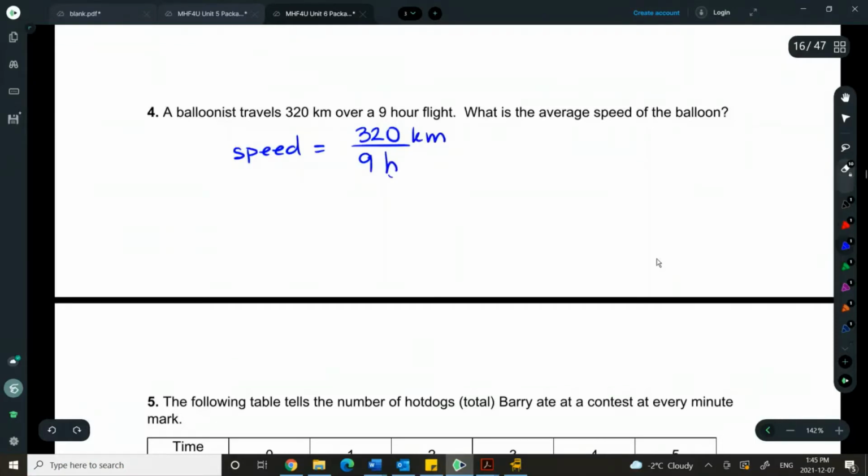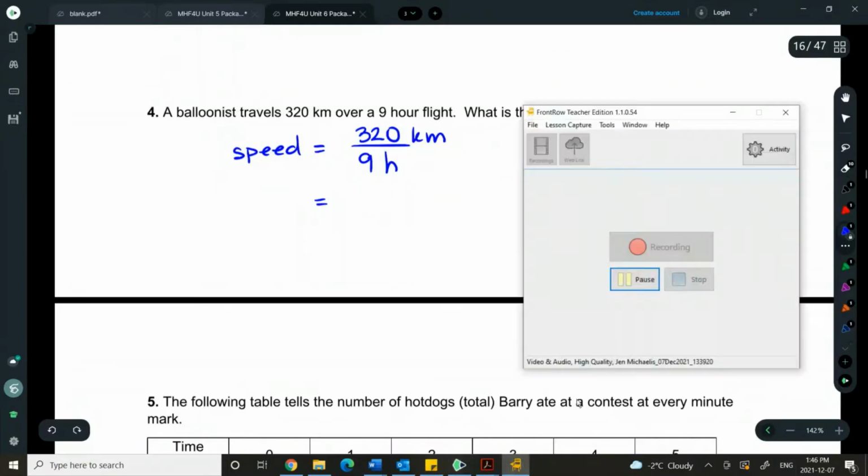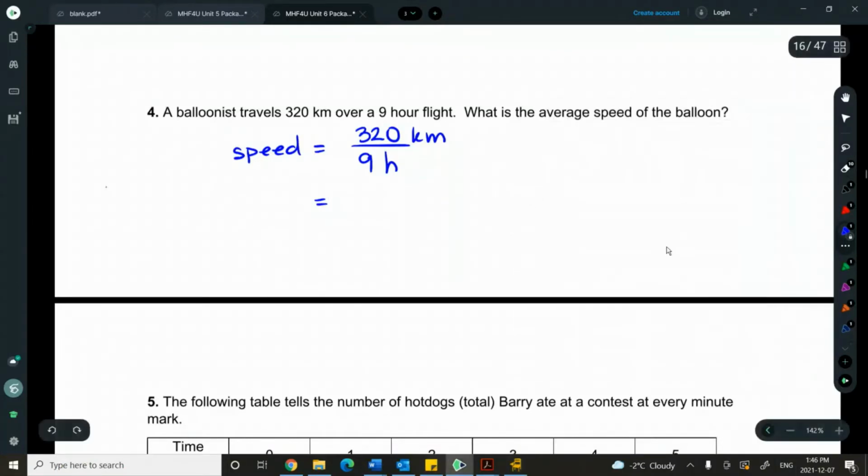And the units are important here because that's going to tell us what our speed is measured in. I'm getting a speed of approximately 35, this is a repeating decimal, it would be 35.5 repeated. So we'll say 35.56 kilometers per hour.